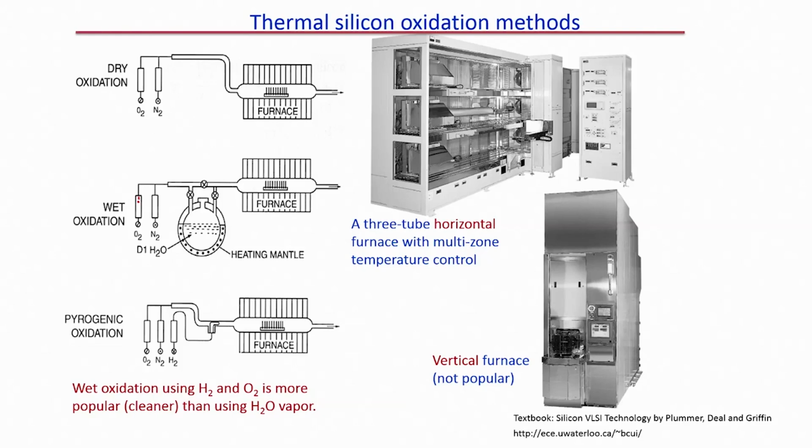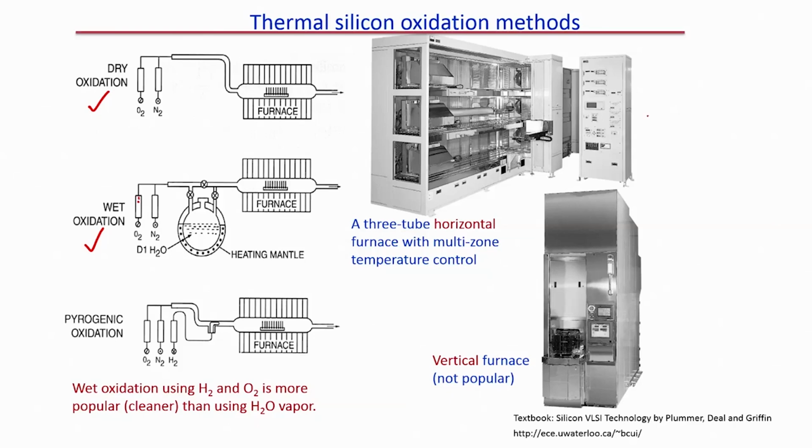Another one is pyrogenic oxidation, where you allow H2 to react with O2 and form H2O. When the oxygen is flowing you allow H2 to pass through it, react, and then you can grow oxide. However, pyrogenic oxidation is not as popular as dry oxidation and wet oxidation. So, we will just concentrate on dry and wet oxidation, and we will not talk about pyrogenic later.